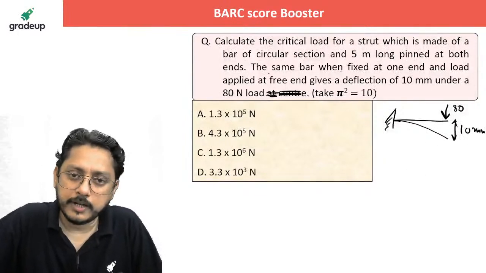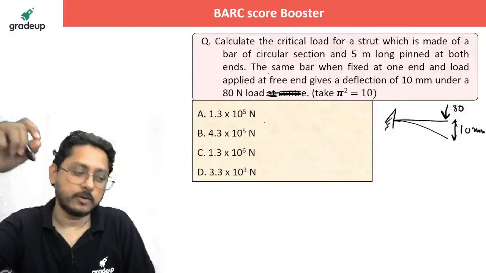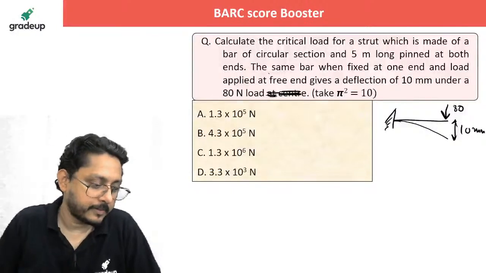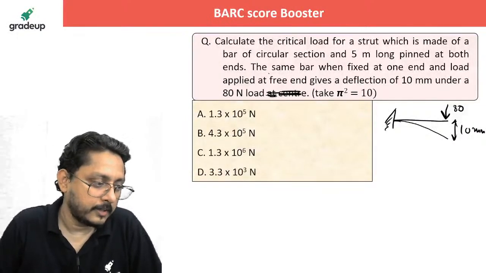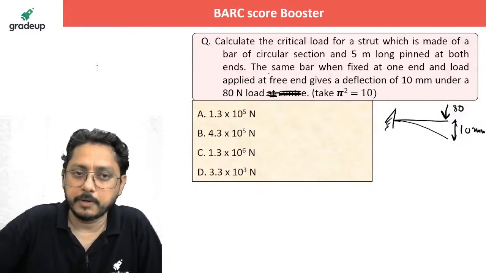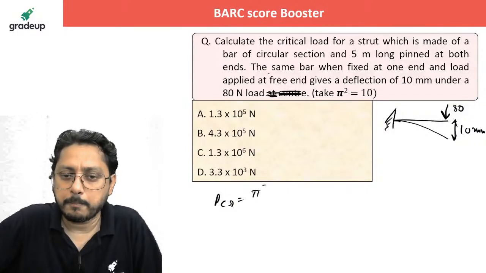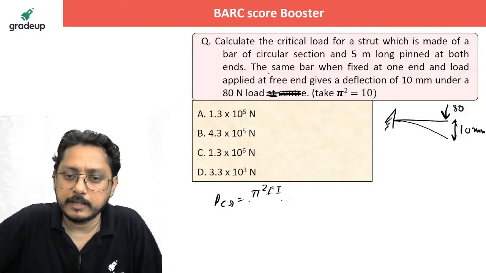Now use that one and tell me what is the critical load for the column when the column is hinged or pinned at both ends. Yes, the calculation must be done here, right? Because P critical you already know. What is the formula for P critical? Pi square EI by L effective square.